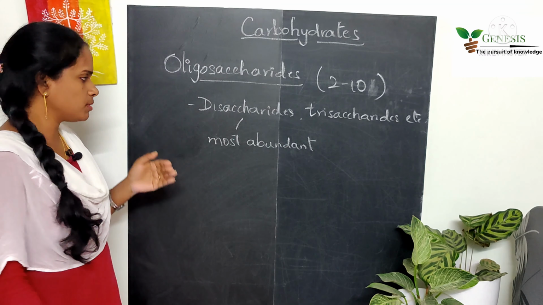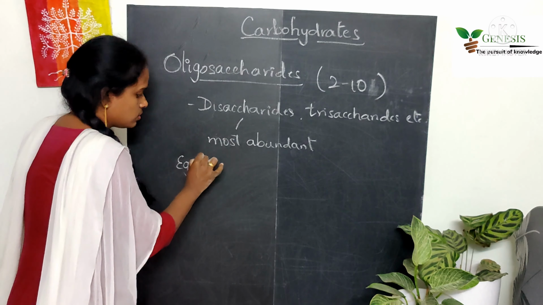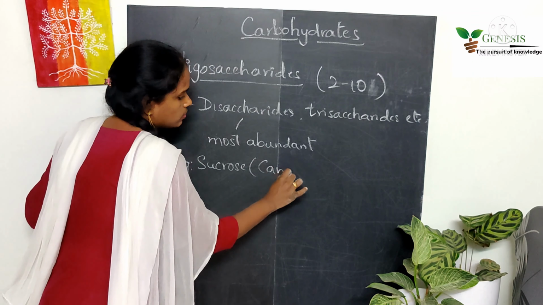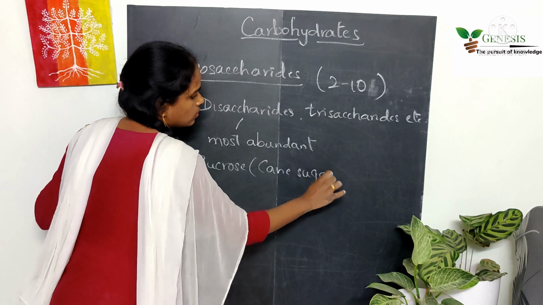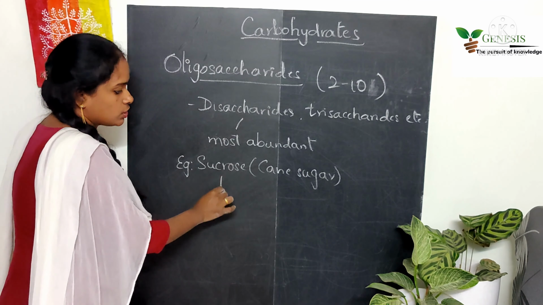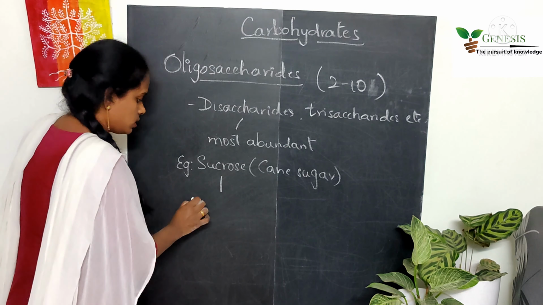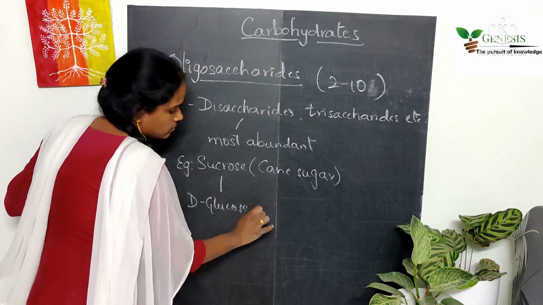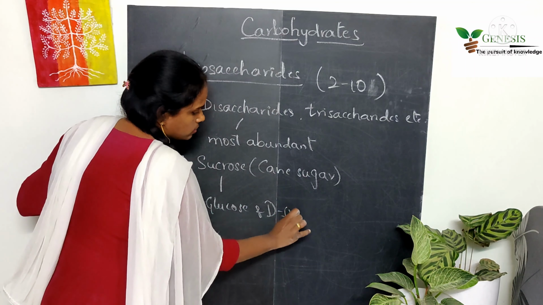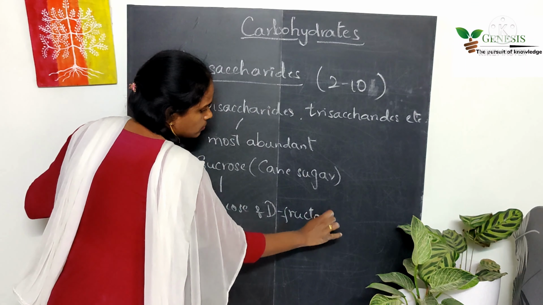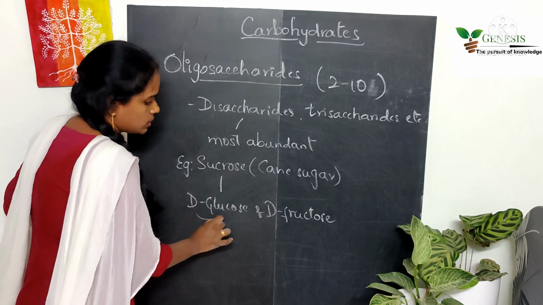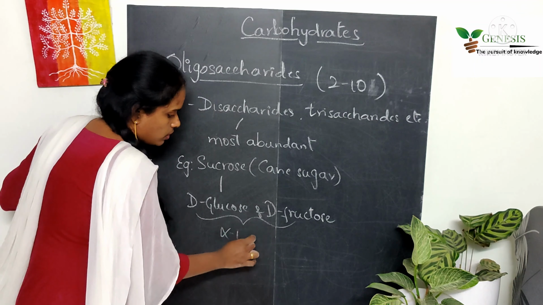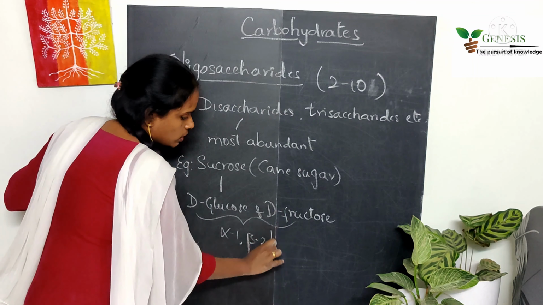And we can say the typical disaccharide is sucrose. Sucrose, which is the cane sugar, contains 2 units of sugars. They are D-glucose and D-fructose. And these two are joined with a glycosidic bond, that is an alpha 1 beta 2 linkage.